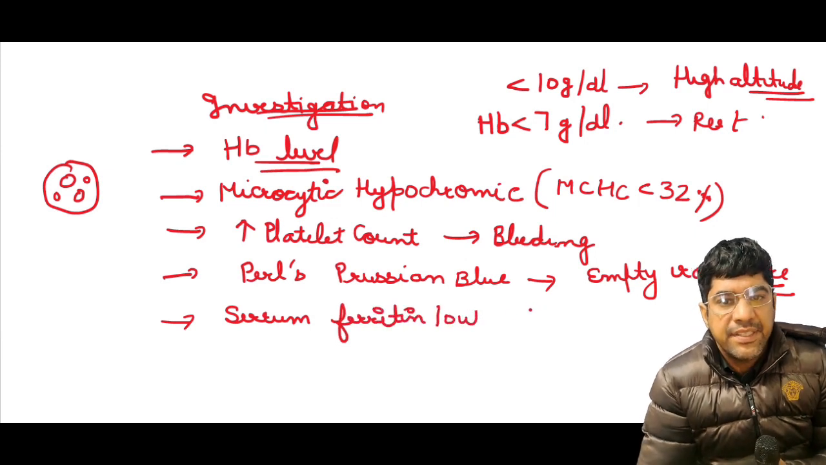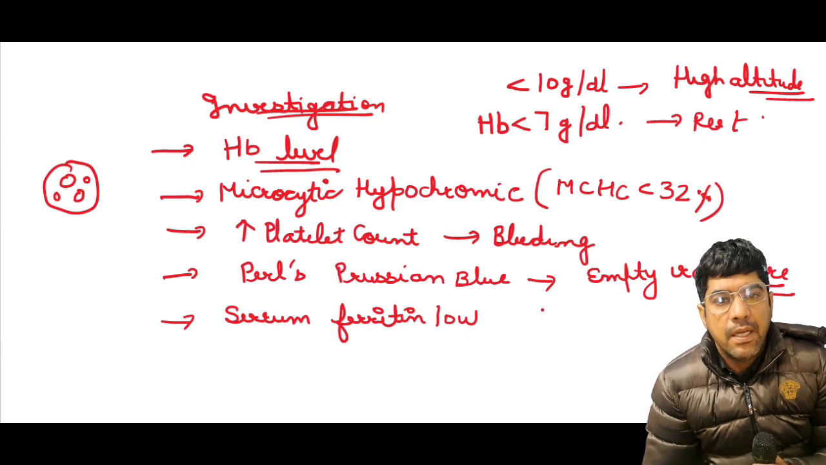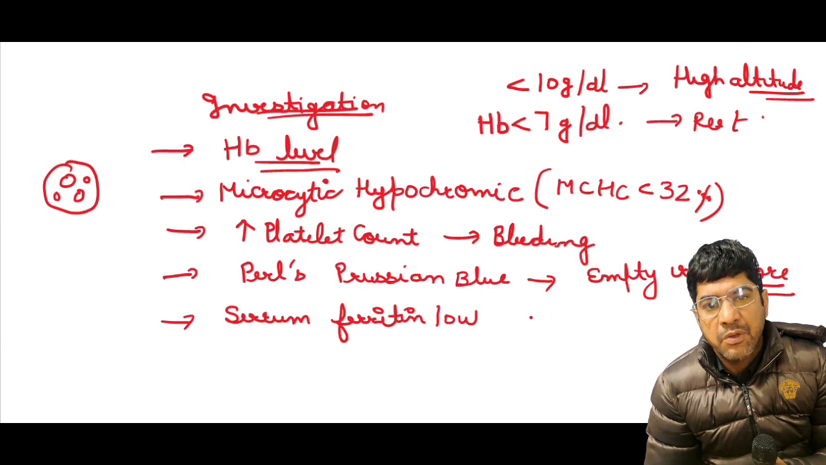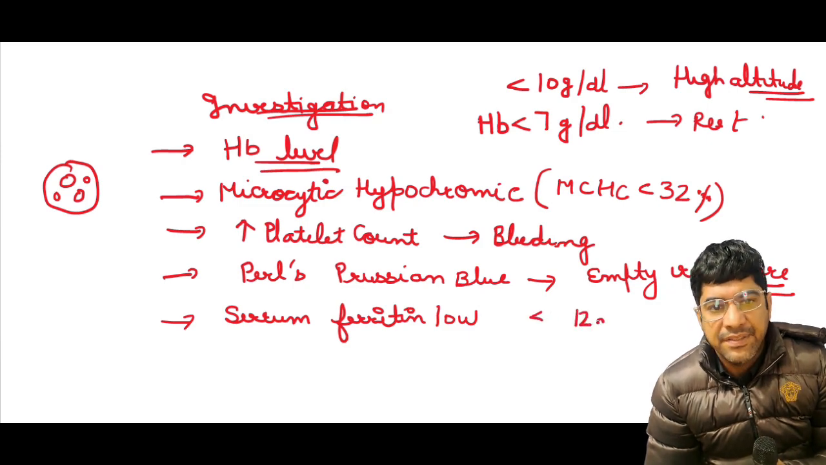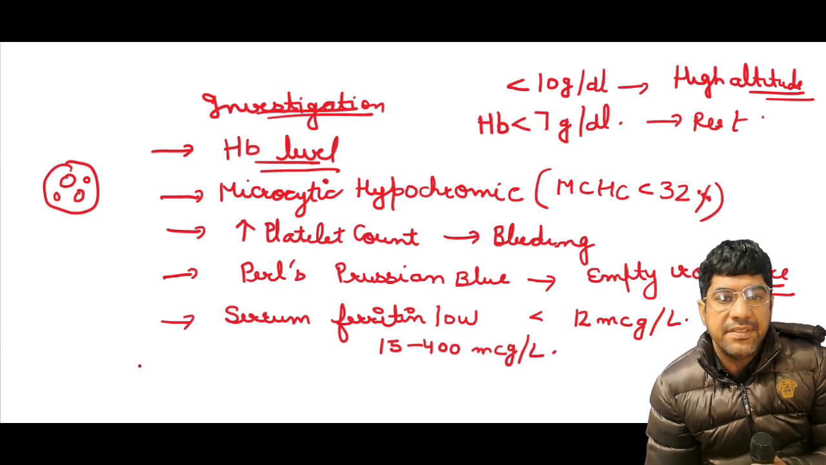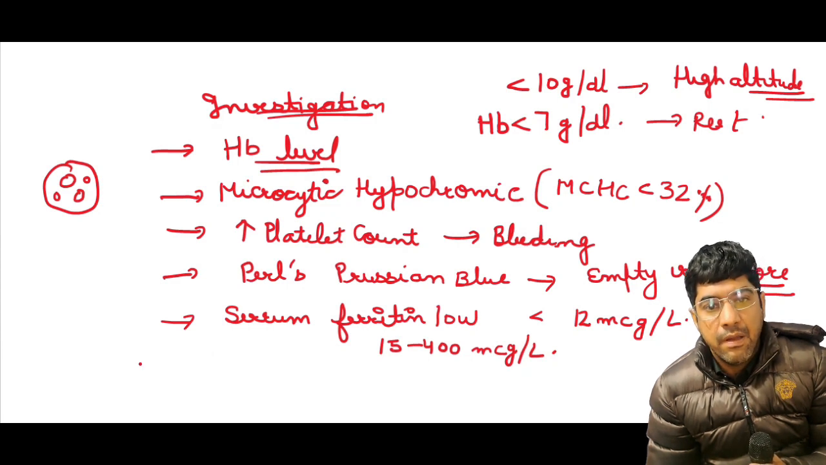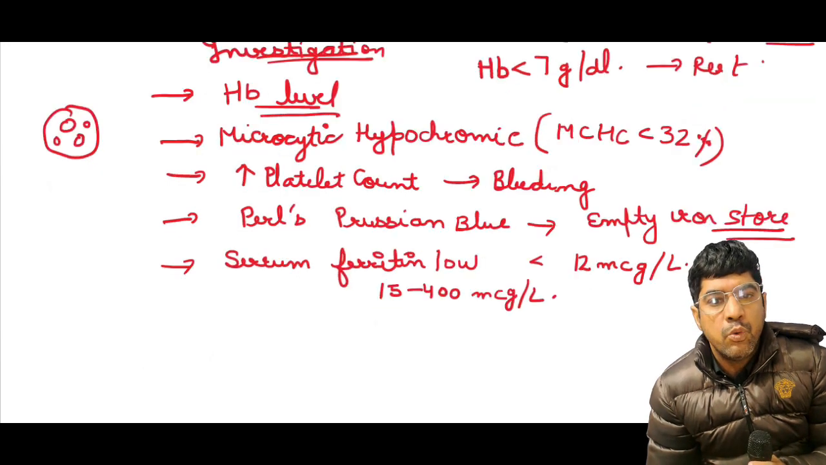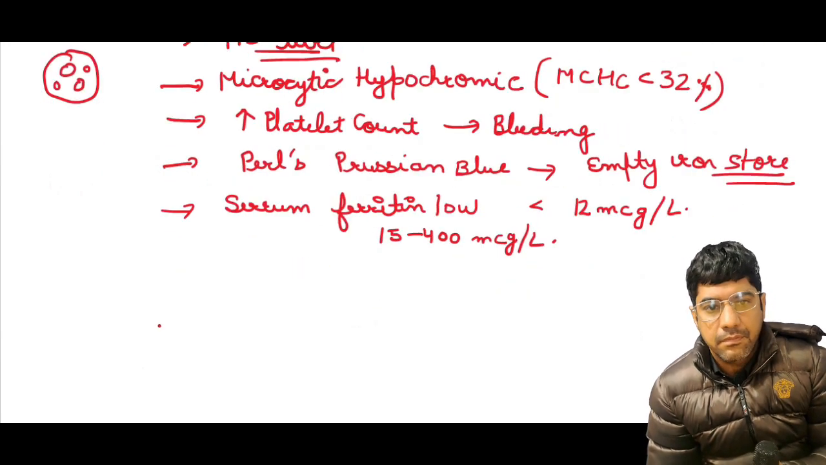So measuring the serum ferritin level is an important component in evaluating iron status, especially in diagnosing iron deficiency anemia. A low serum ferritin reflects diminished iron stores, typically indicating iron deficiency. Levels less than 12 mcg per liter are typically associated with iron deficiency anemia, and values above 80 mcg per liter usually rule out iron deficiency.